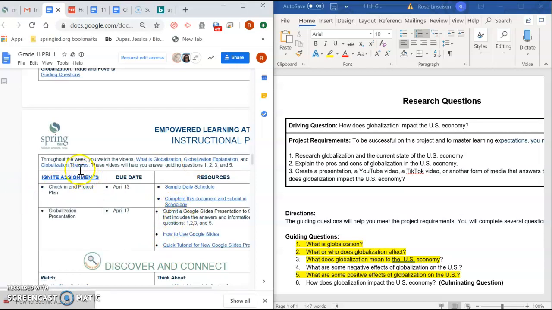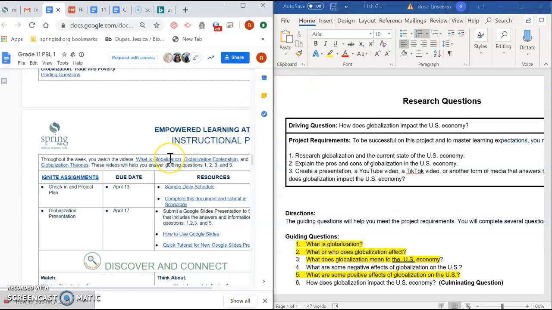Then the next thing that you're going to want to open up is the guiding questions. This guiding question document is going to help you to answer that big driving question right here. These guiding questions are going to help you to prepare to answer that question. So assignment number two, which is due on April 17th, is a Google Slides presentation that answers questions one, two, three, and five. You will complete this Google Slides with questions four and six later on in the project.